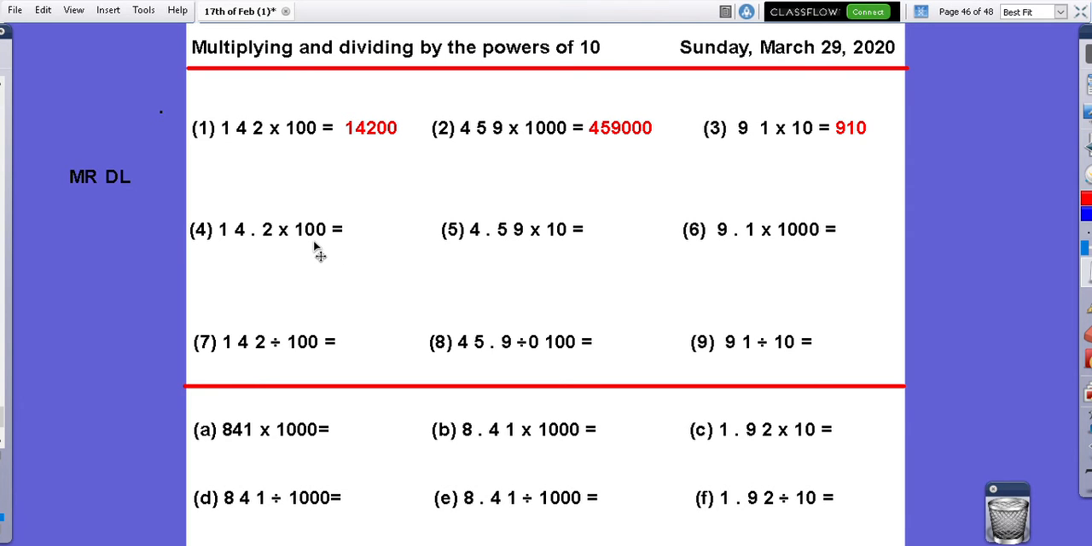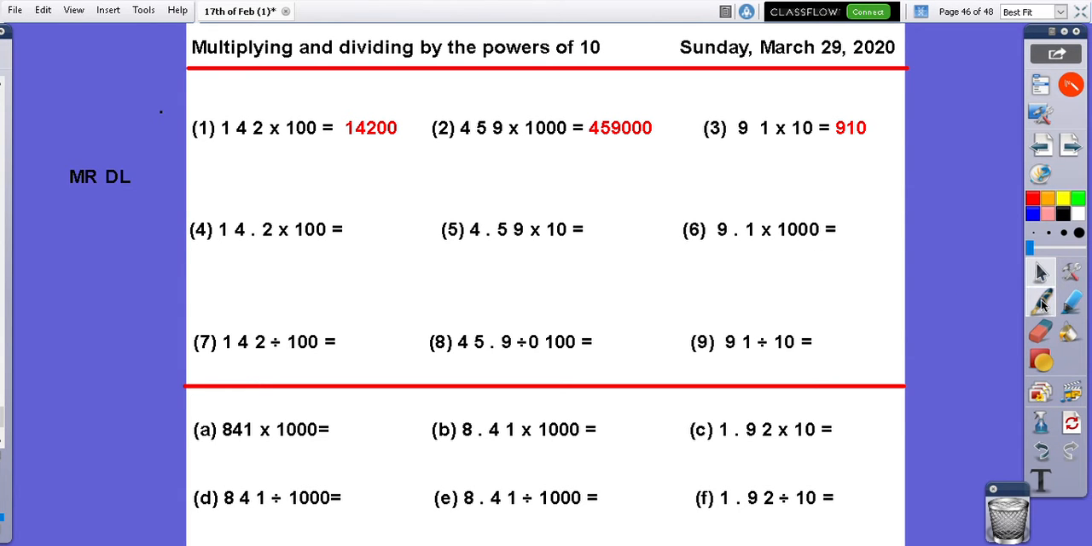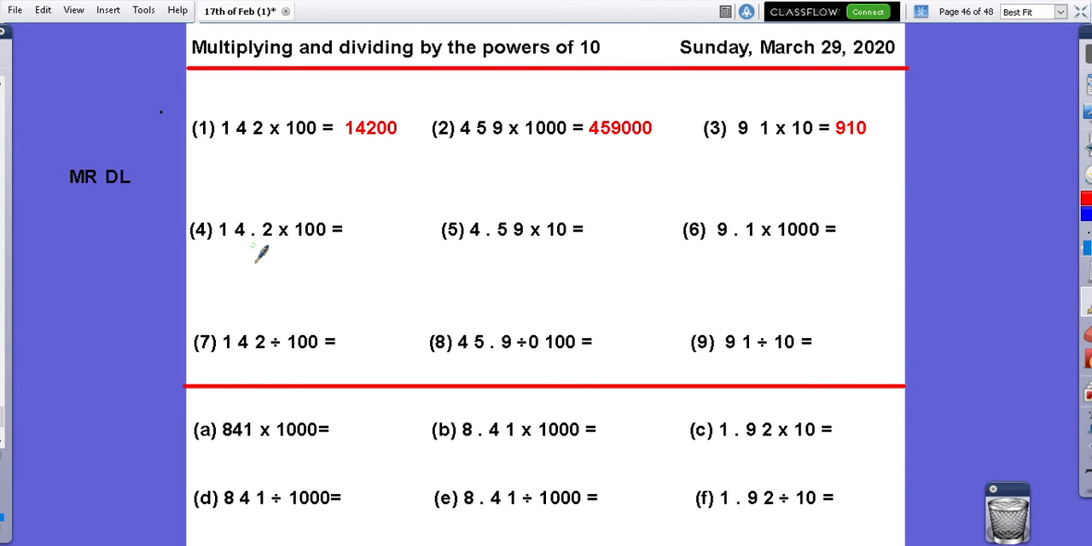So if it was multiplying by 10, multiplying means moving the decimal point to the right, 10, 1 zero, then I move the decimal point to the right only 1 digit. Here, the same thing. I'm multiplying, moving the decimal point to the right, but here multiplying by 1,000, so I move the decimal point to the right 3 digits. Let's do it question by question here. All right, multiplying by 100, I need to move the decimal point 2 digits to the right.